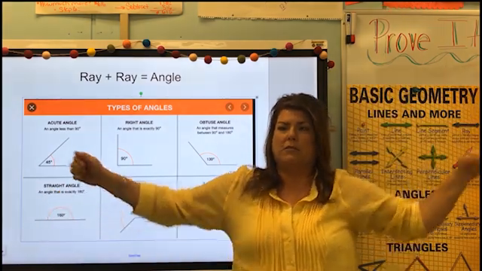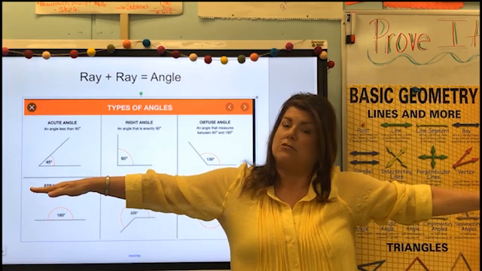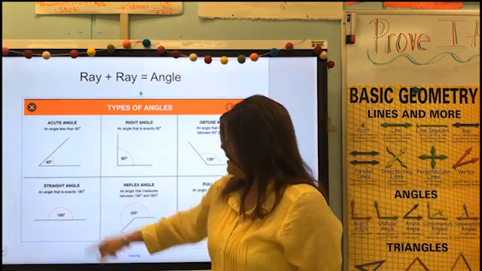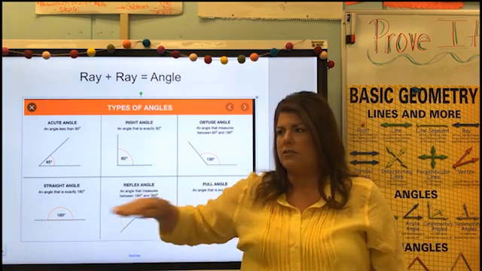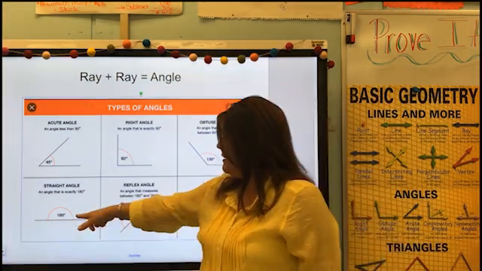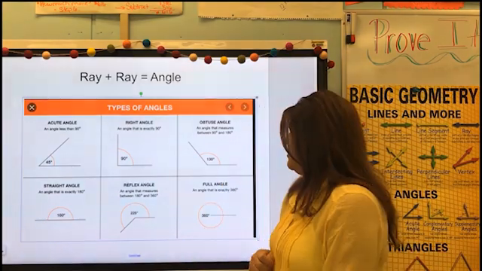From the obtuse angle, we can go straight into what we call a straight angle, which is right here, and that is half of a circle. If you have half of a circle, you have a straight angle, and it is 180 degrees.